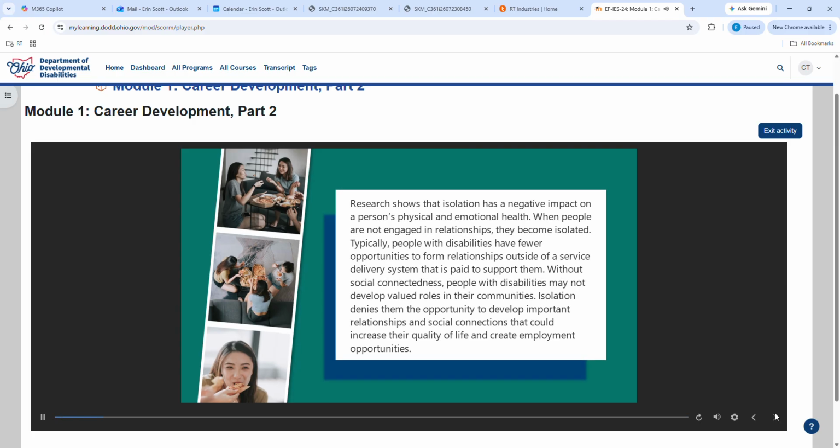Research shows that isolation has a negative impact on a person's physical and emotional health. When people are not engaged in relationships, they become isolated. Typically, people with disabilities have fewer opportunities to form relationships outside of a service delivery system that is paid to support them. Without social connectedness, people with disabilities may not develop valued roles in their communities. Isolation denies them the opportunity to develop important relationships and social connections that could increase their quality of life and create employment opportunities.